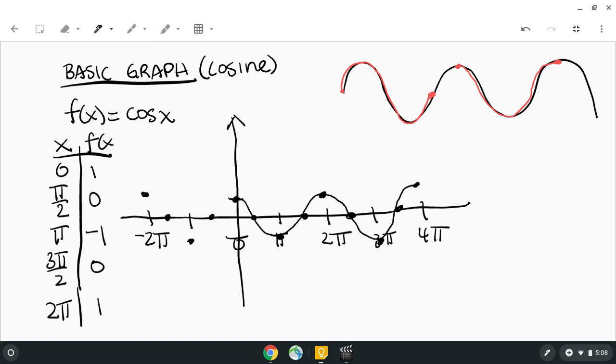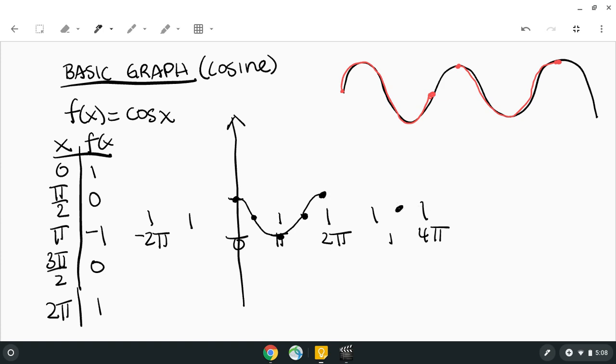Even if you were to go in the negative direction, if you go to -2 pi, you would see the same thing. You would have a point here, 1, 0, -1, 0, and then, oops, not there. And then back to 1. Okay, so not that one. So here again, you would see this wave.